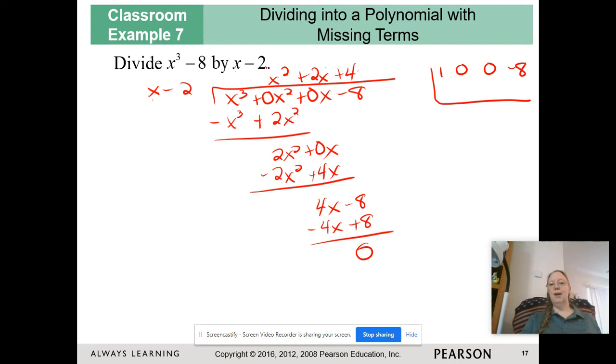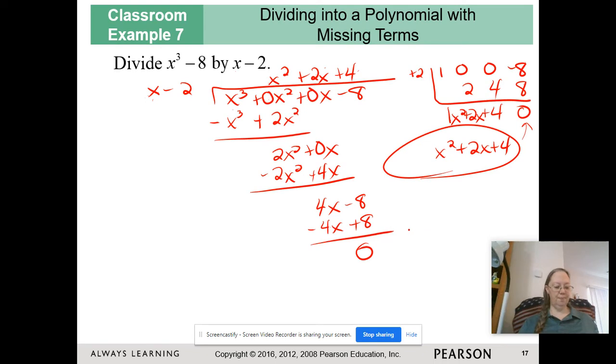And this is x minus 2, so we're going to put a positive 2 on the outside. Bring down the 1. Multiply, add, multiply, add, multiply, add. Remainder, constant, x, and x squared. So we end up either way, x squared plus 2x plus 4.